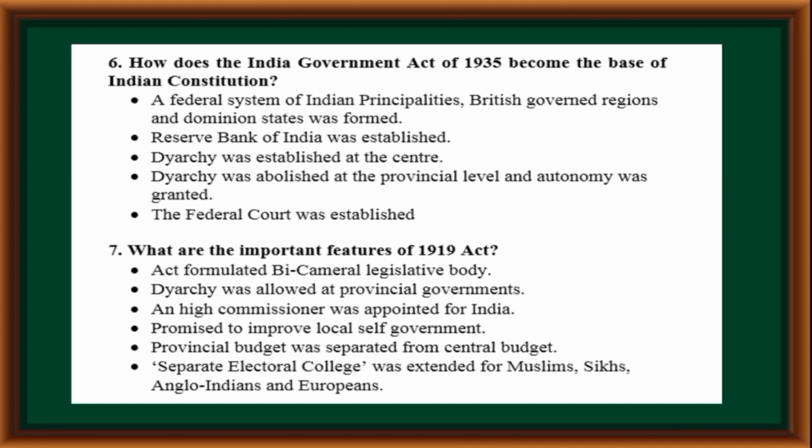What are the important features of the 1919 Act? This act formulated a bicameral legislative body. Hierarchy was allowed at provincial governments. A High Commissioner was appointed for India. Promised to improve local self-government.